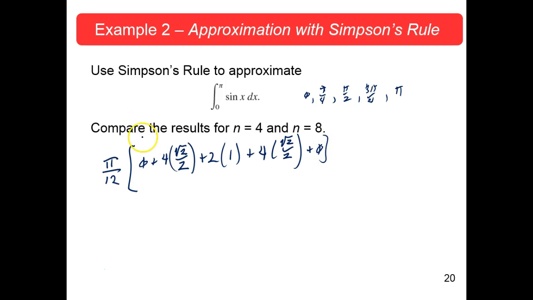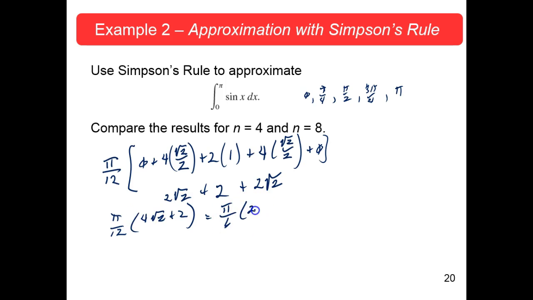All right, let's see what we get here. This is 2 root 2 plus 2 plus 2 root 2. Okay? So that's going to be 4 root 2 plus 2. So it's pi 12ths times 4 root 2 plus 2. I don't know if this is helpful or not, but if you factor out a 2 here, that would be pi 6th times 2 root 2 plus 1.